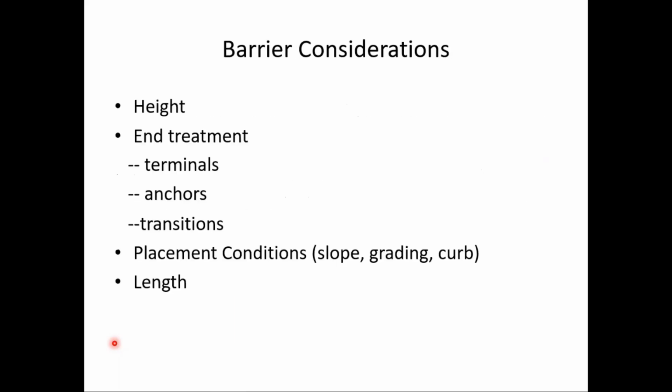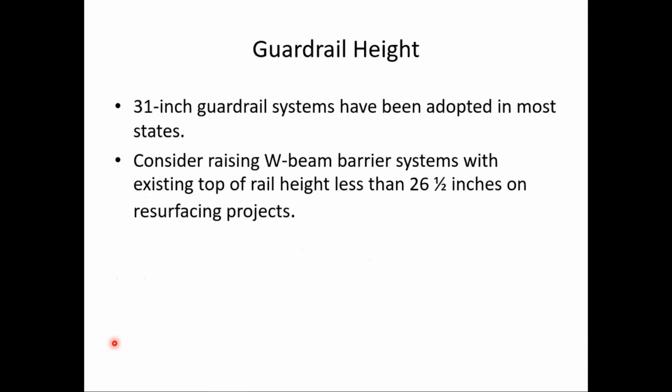With barriers, considerations include the height, the end treatment, and the placement conditions. Is it on a slope? Do we need to do any grading at the end of the barrier? Is there a curb in front of the barrier? And then the length of need, which I mentioned earlier. I think today the 31-inch guardrail systems have been adopted in most states, and that's increased over the years because the height of the bumper on vehicles has changed over the years.